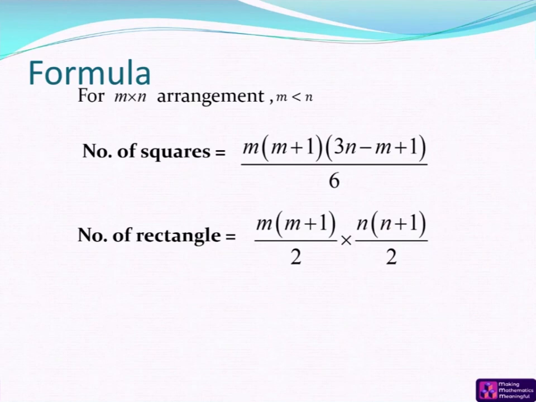In fact, there is a direct formula also for the number of squares and number of rectangles for an m cross n arrangement. You may like to note it.